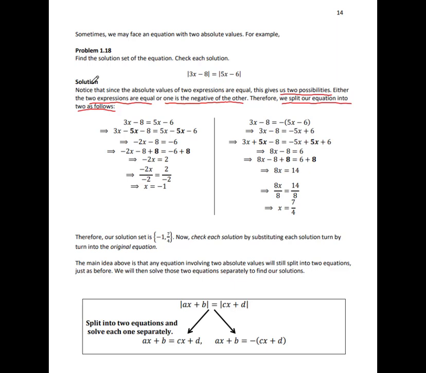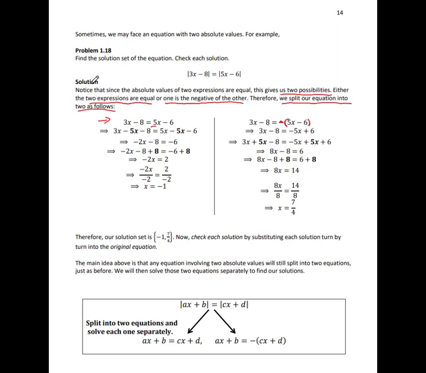3x minus 8 equals 5x minus 6, or 3x minus 8 equals negative, and now watch that we are negating the entire right hand side, minus the quantity 5x minus 6. Okay, now we need to solve each of them separately, both equations. So let me start with the equation on the left hand side.